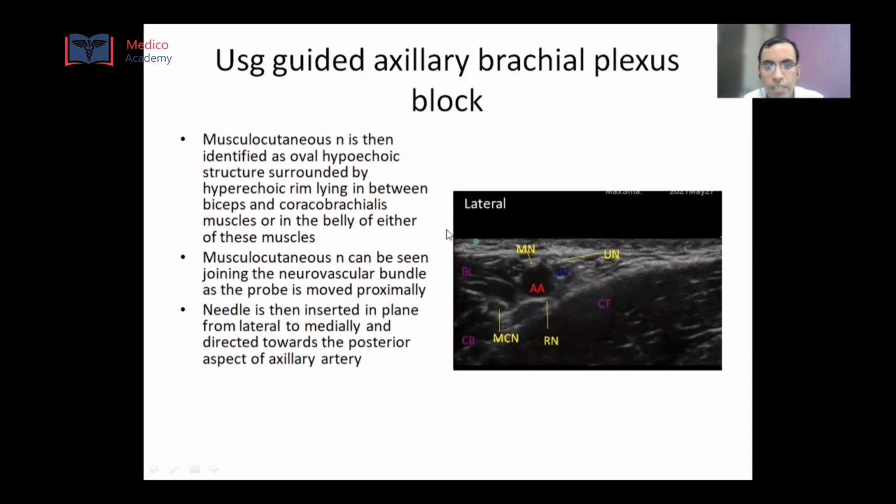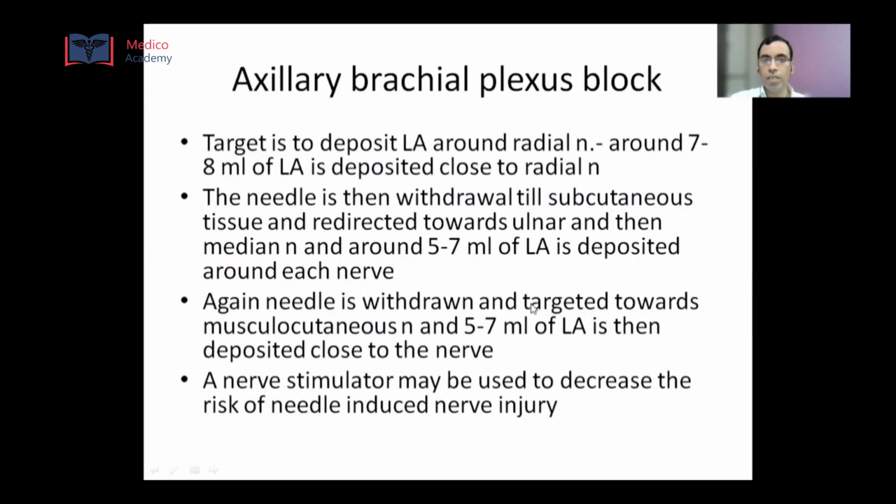The needle is then inserted in plane from lateral to medial direction and directed towards the posterior aspect of axillary artery. Target is to deposit local anesthetic around radial nerve. Around 7 to 8 ml of local anesthetic is deposited close to the radial nerve. The needle is then withdrawn till the subcutaneous plane and then redirected towards ulnar and then median nerve, and around 5 to 7 ml of local anesthetic is deposited around each nerve.